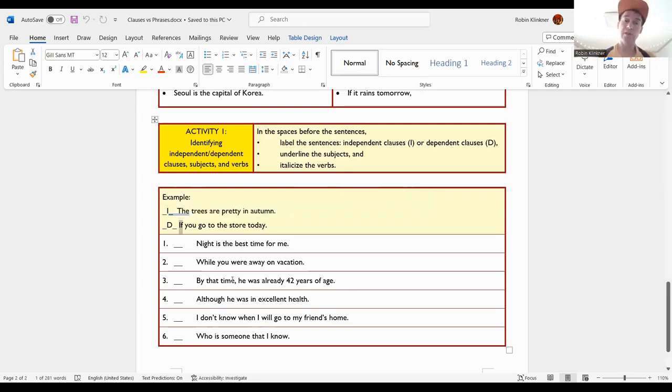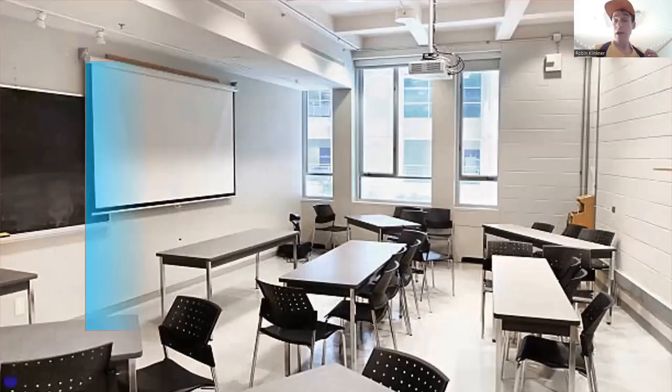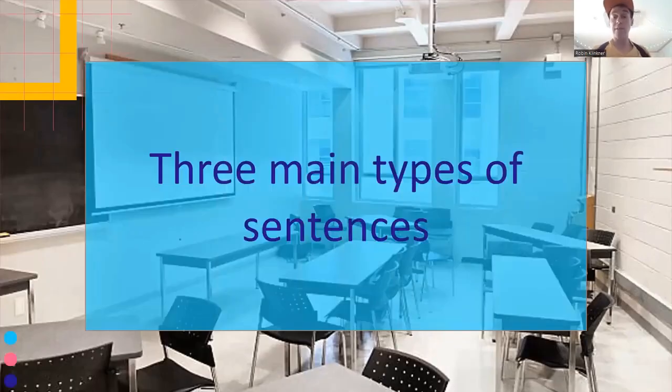So for homework, do this activity. Just write I or D in this blank, whether the clause is independent or dependent. Underline the subjects and then italicize the verbs. All right, let us move on. So do that activity for homework. Now let's move on to types of sentences.